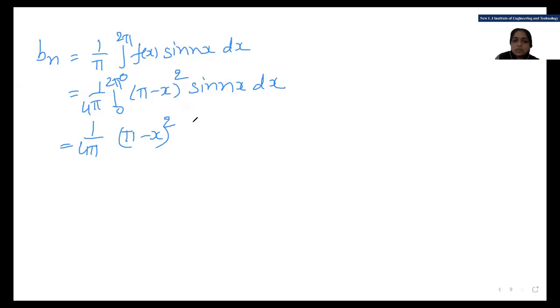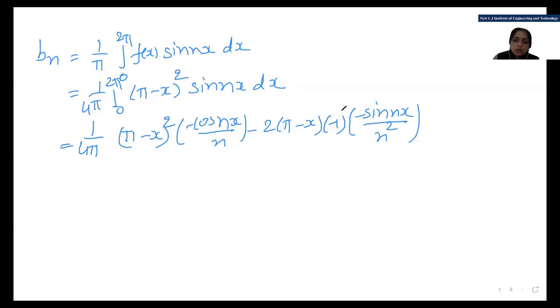The integration of sin nx is minus cos nx upon n, minus the derivative of (pi minus x) whole square, which is 2 into (pi minus x), and after applying the chain rule minus 1, and the integration of minus cos nx is minus sin nx upon n square. Now the derivative of this term is 2 into minus 1, that is minus 2, into minus 1, and the integration of minus sin nx is minus minus plus cos nx upon n cube.